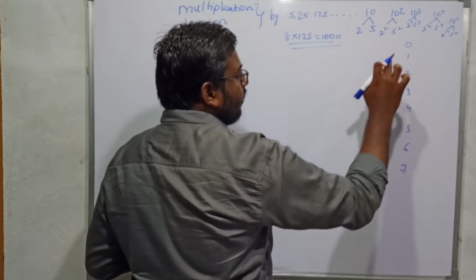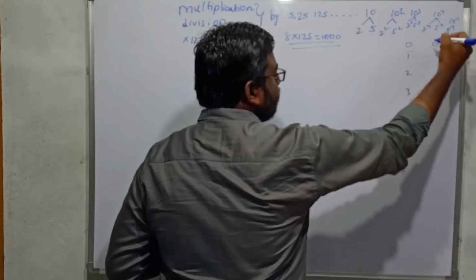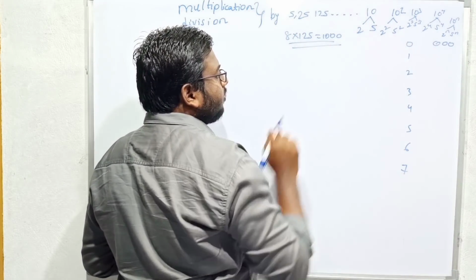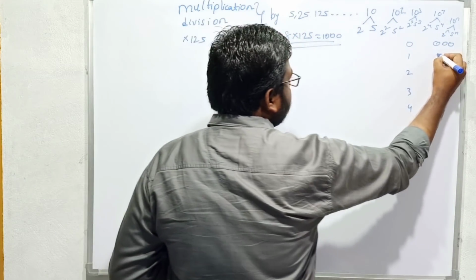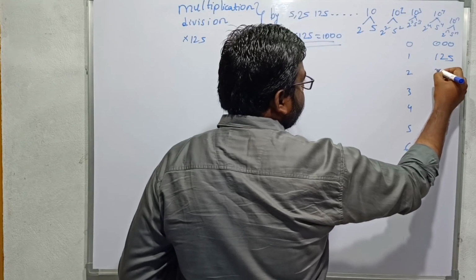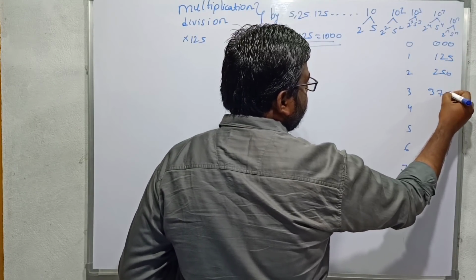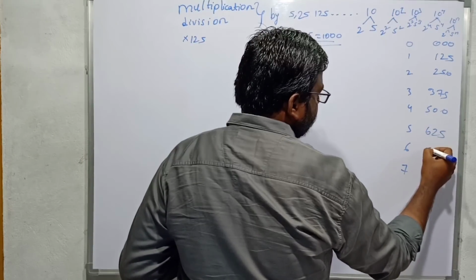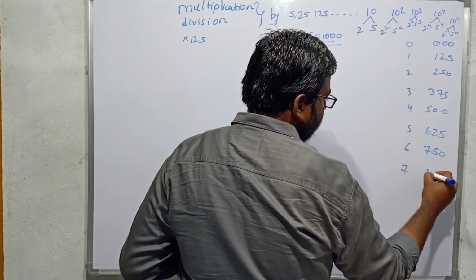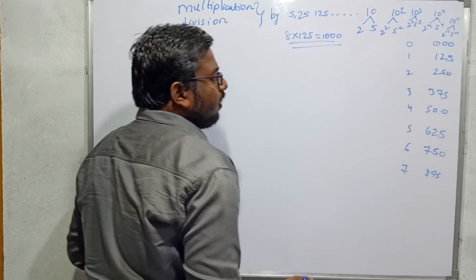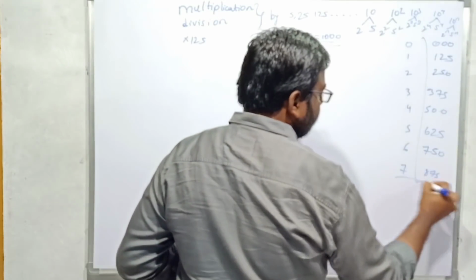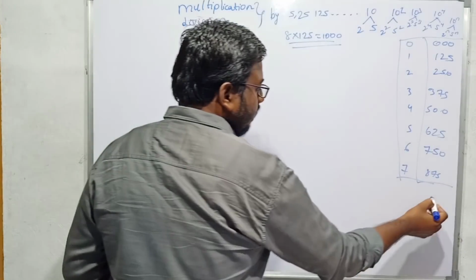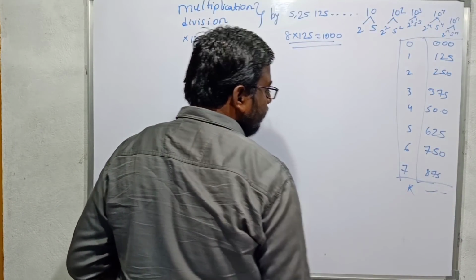If the remainder is 0, you will get the last 3 digits as 3 zeros, because 0 into 125 is 000. 1 into 125 is 125, 2 into 125 is 250, then 375, 500, 625, 750, 875. These are the last 3 digits based on the remainders. So these are the last 3 digits and this is the remainder.